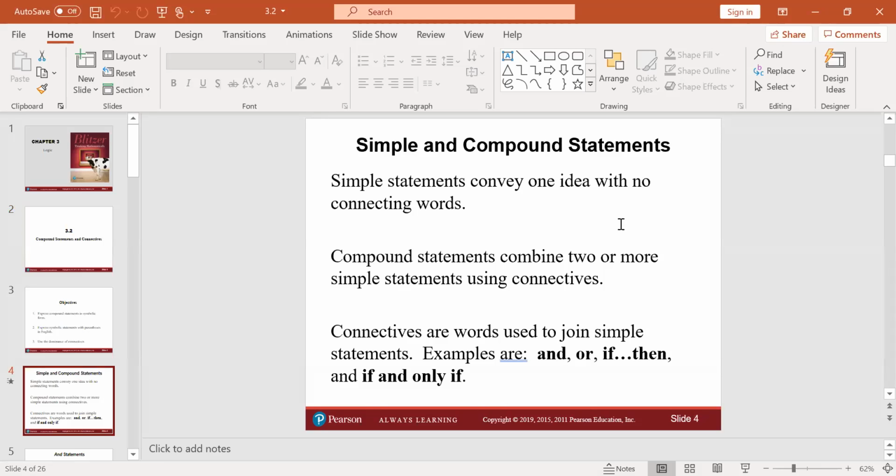And we use these things called connectives to connect them together. So, like I said, simple statements convey really just one idea. Compound statements, though, will combine multiple statements. We're going to use connectives. Those are going to be our tools for combining multiple statements together. The words and, or are the most popular ones.